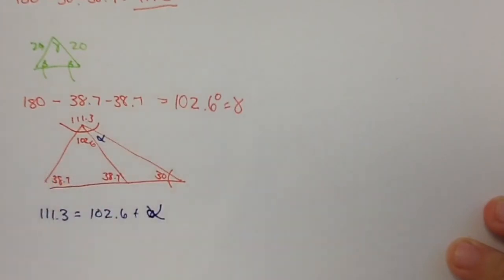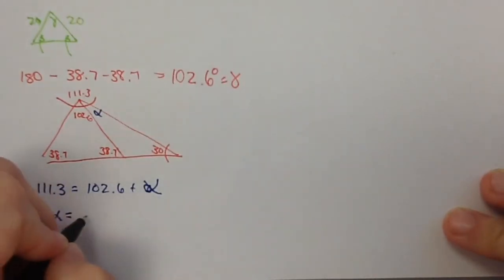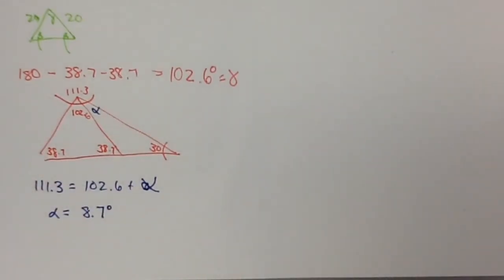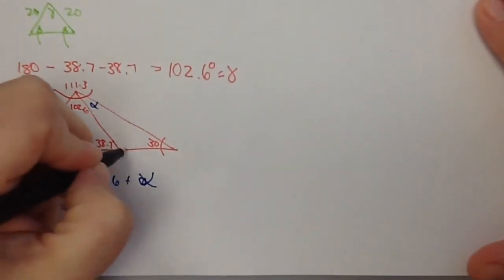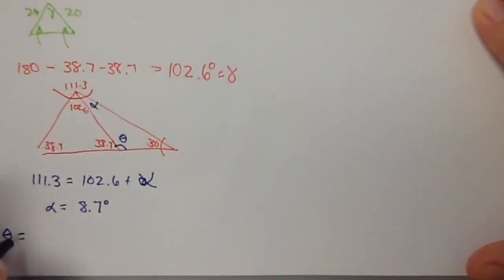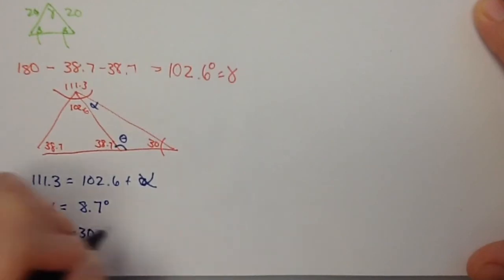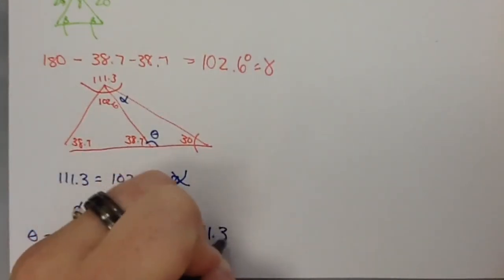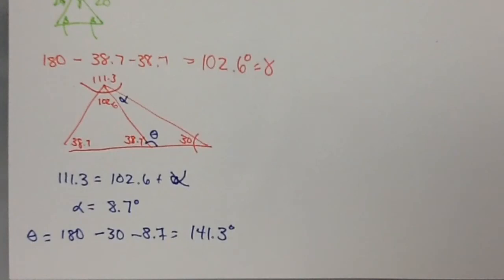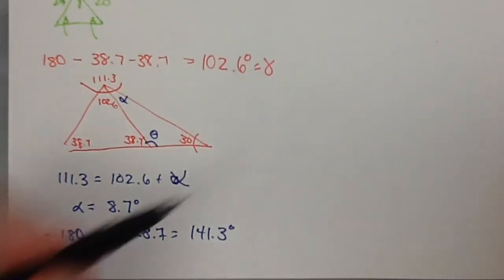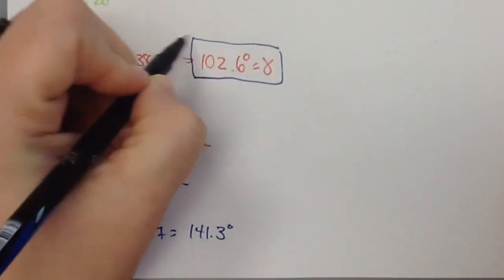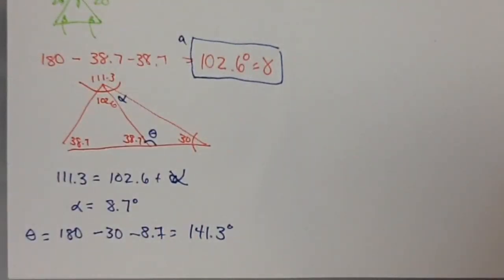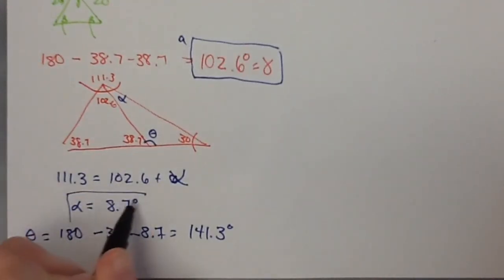So then alpha is 8.7 degrees. And lastly, we need to find theta. So theta is going to be 180 minus 30 minus 8.7, which is 141.3. And part A is 102.6. So this is our answer for part A. And then part B asks for alpha, which is 8.7 degrees.